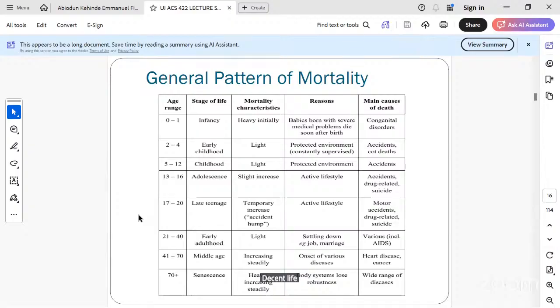Some will secure a very good job with the government, some in the private sector, and they want to settle down and marry, have children, and they are a bit careful. They don't just eat anyhow. The mortality rate is still there, but it is very light. However, in these ages, 21 to 40, that's when you have more men dying.